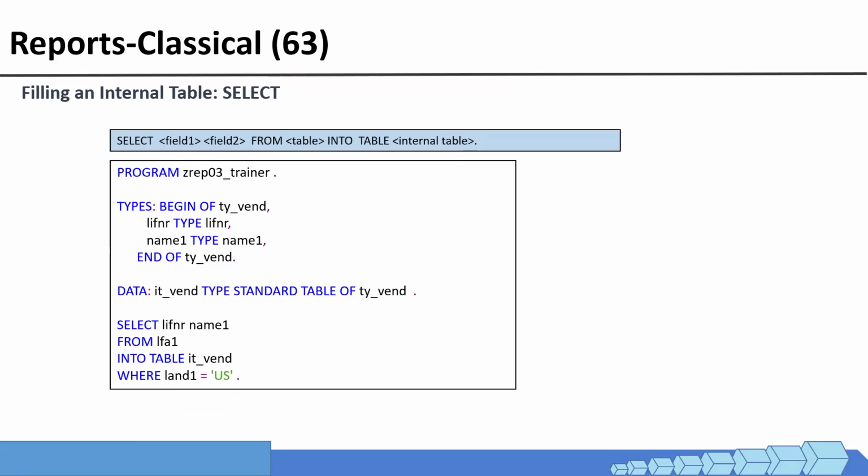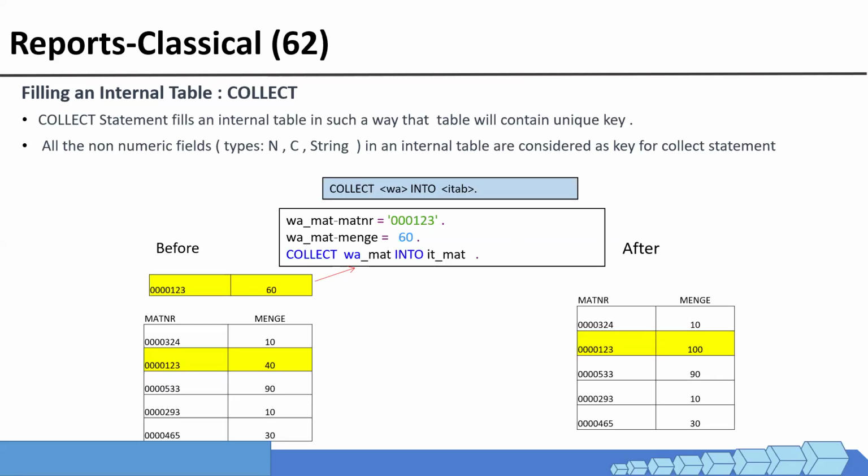Sir, what's the difference between append and collect? Append will add the extra record automatically, collect won't add. The collect statement will add the quantity fields other than the character data types. If the numeric digits are there, those will add.